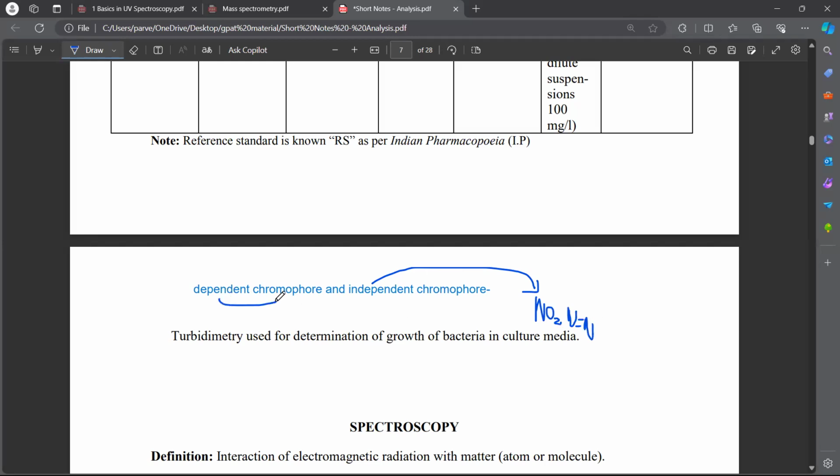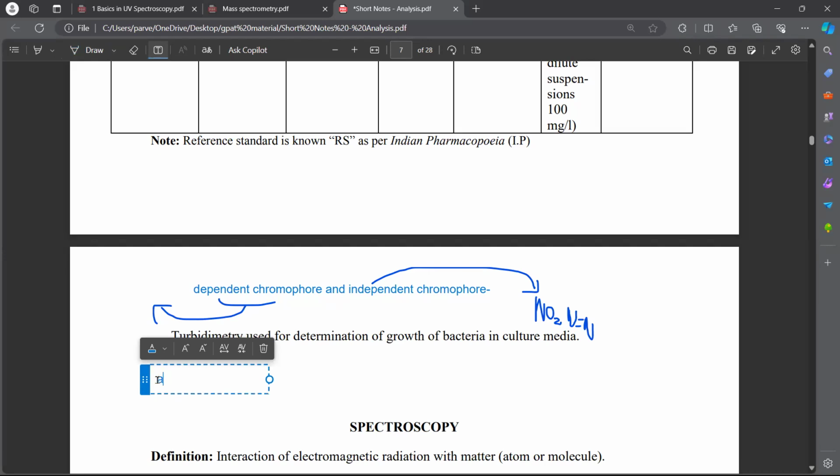But with a dependent chromophore, the color is imparted due to the presence of more than one chromophore. Acetone having one ketone group is colorless, but a compound having two ketone groups gives a yellow color. So it requires the dependency of another chromophore group to impart the color. So this is the difference between the types of chromophore, dependent and independent.